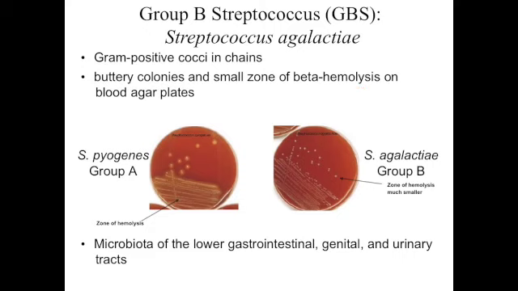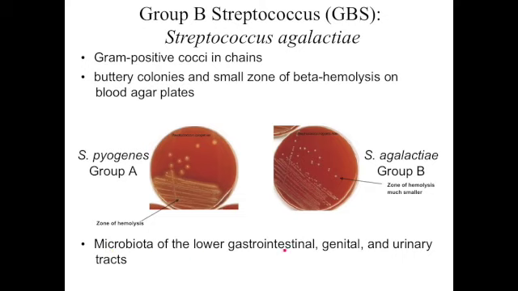So Streptococcus pyogenes causes a huge zone of hemolysis. These make a small zone of hemolysis, and we looked at that in lab. So here's our group B strep over here, and their zone of hemolysis is so small you can't even really see it in this picture compared to group A strep. Group B strep is part of the normal microbiota for many, many adults, not all, but for many.